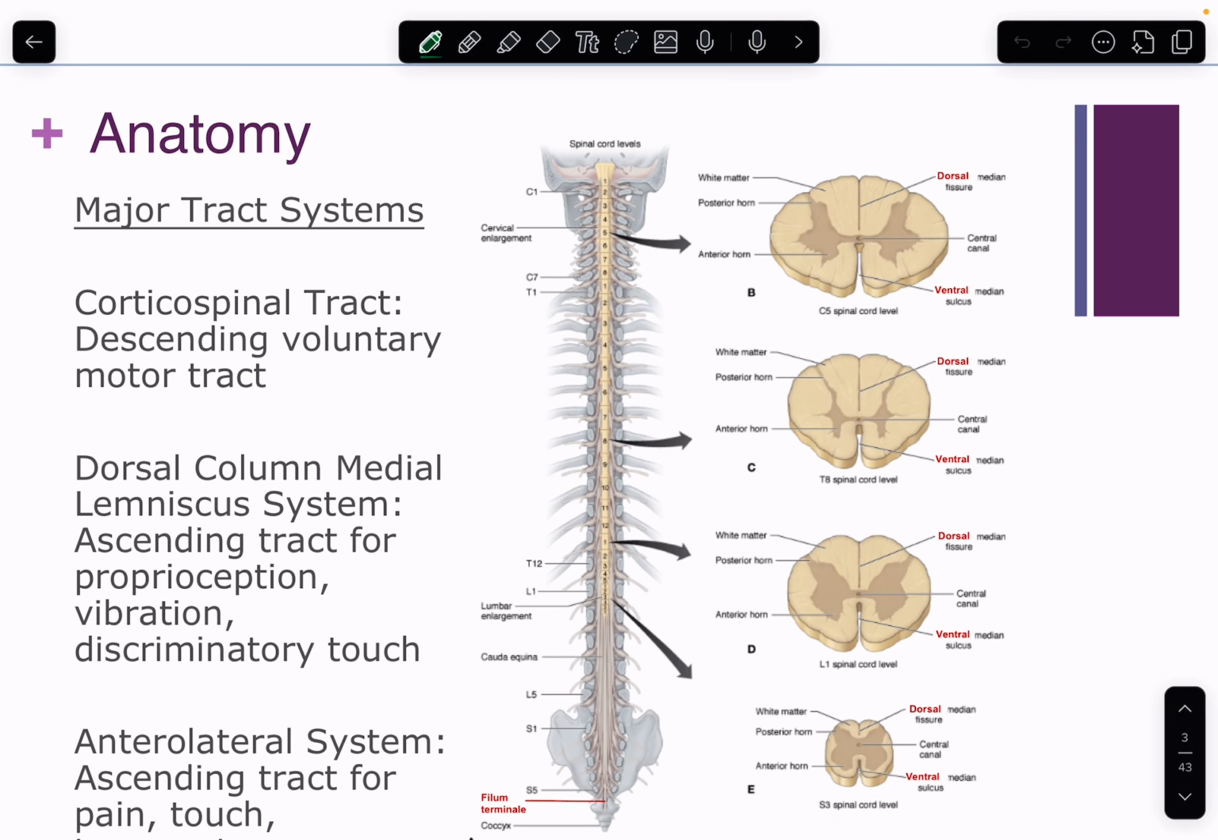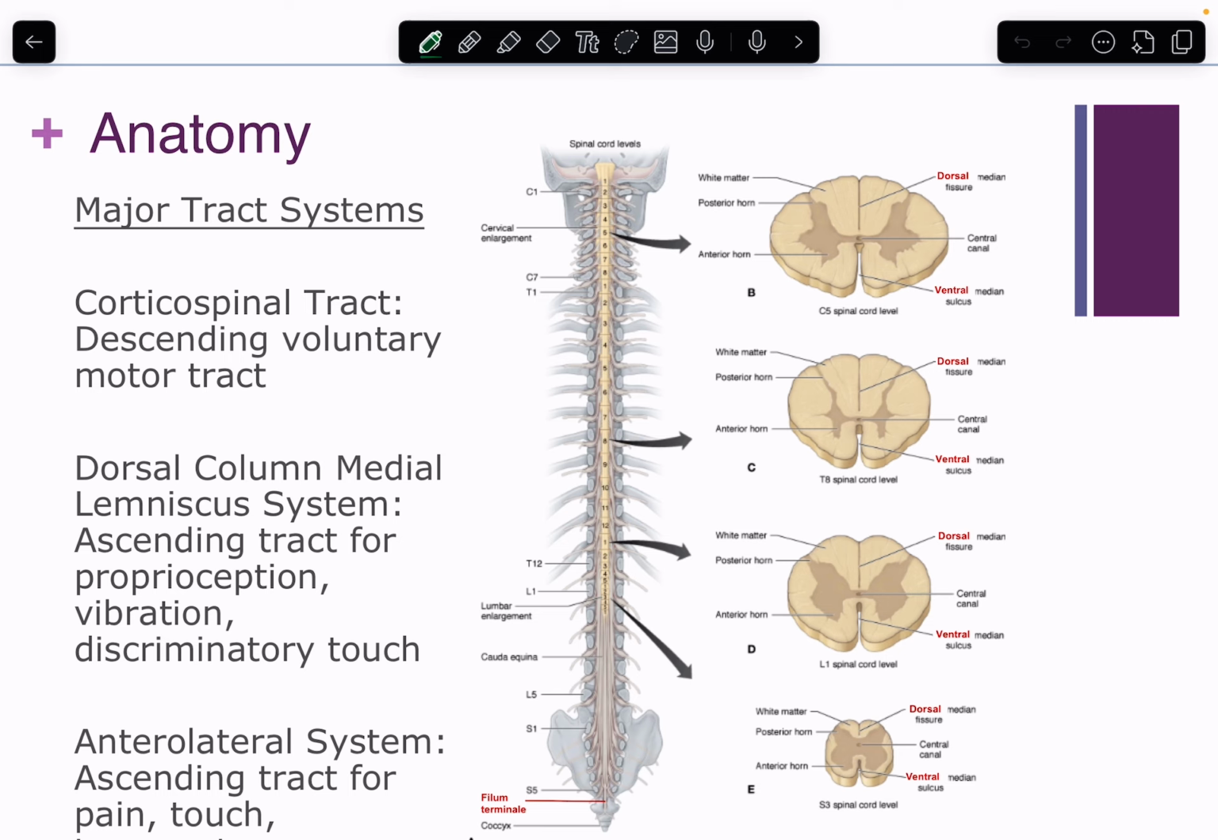So let's discuss the major tract systems of the spinal cord. We have the corticospinal tract, the dorsal column medial lemniscus system, and the anterolateral system. So the spinal cord contains several major tract systems that serve as pathways for sensory and motor information between the brain and body. Here's a breakdown of the three primary tract systems.